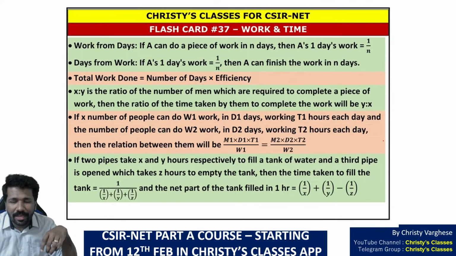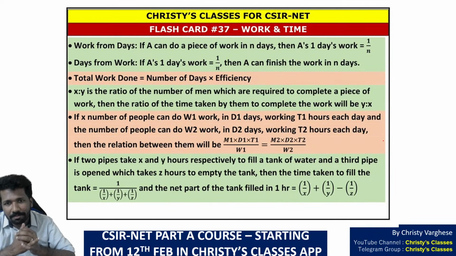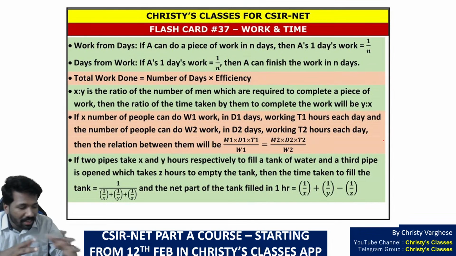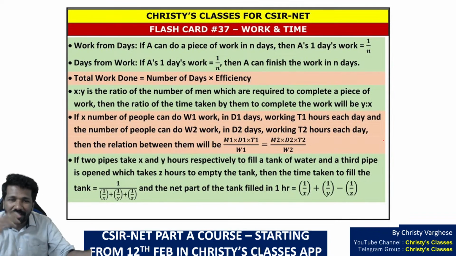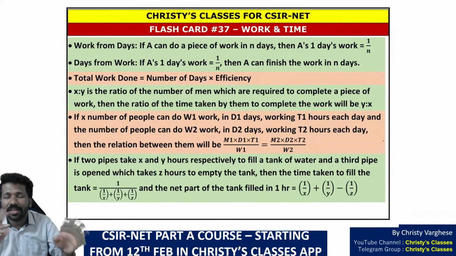Its continuation, an extension of speed distance time, is work and time. It is different from the speed distance time chapter, but there is also a similarity between speed distance time and work and time, because instead of speed here there is something else, instead of time itself, instead of distance here there is something. Work done: there is an analogy between work and time and speed distance time.